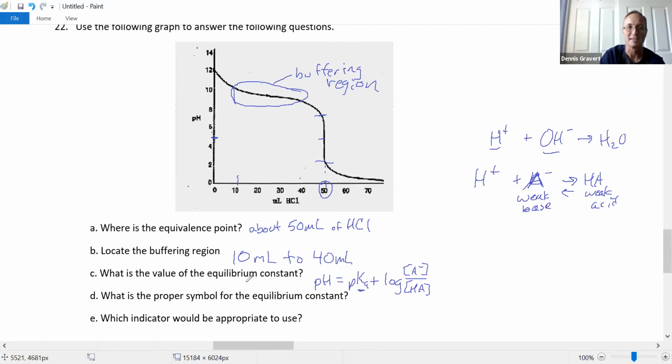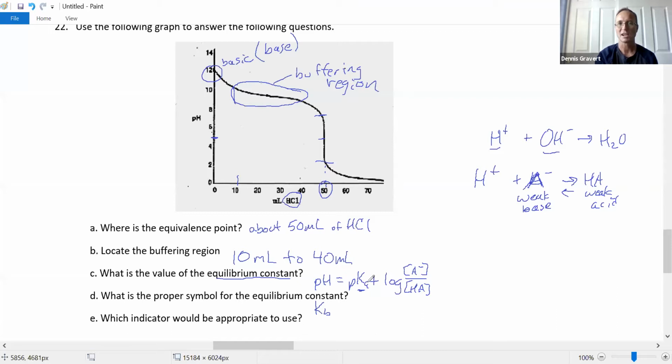Okay, so this is what it wants. It wants the equilibrium constant. And wait, you start with the base. We got to fix it. So we're titrating a base with an acid. Okay, and that's question D. What's the proper symbol for the equilibrium constant? We really want the Kb because we're starting with the base. That's the molecule we're titrating. Okay, so letter B, the answer is Kb. That's the proper symbol. You start with the base.